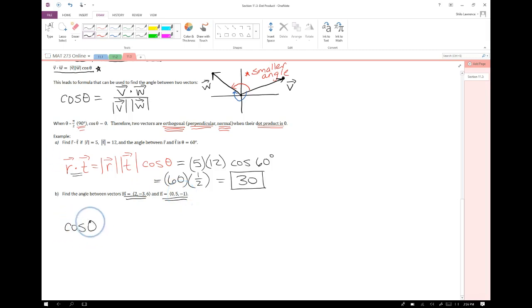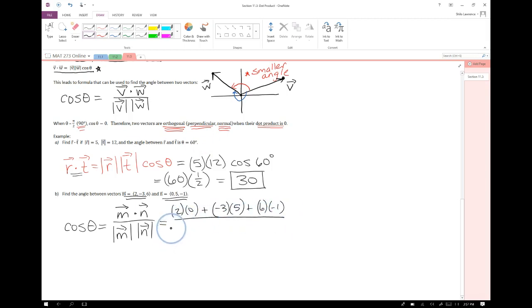The way that we can find an angle is by manipulating that geometric formula for dot product. And we end up with cosine of theta, which is the angle between our two vectors, can be found by doing the dot product of the vectors and dividing by the magnitude of the vectors. So in our numerator, we want to do the dot product. We're going to multiply corresponding components. So 2 times 0 plus -3 times 5 plus 6 times -1, and then divide that by their magnitudes.